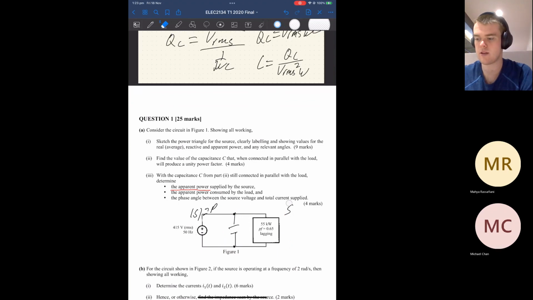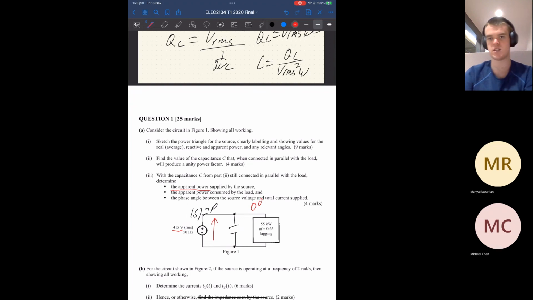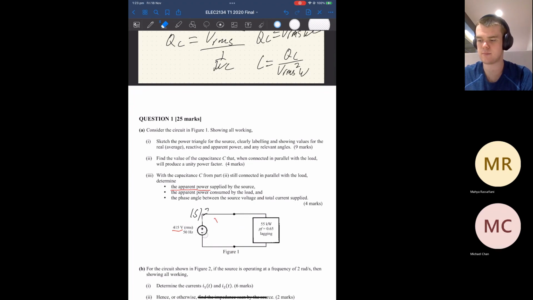Now, the phase angle between the source voltage and the total current supplied. The good news is I do know the answer to this one because the current must flow through from this device, and all the source sees is power factor equal to 1. So it sees unity. So the phase angle would be 0 degrees. Yeah, they should be in phase. And that is how you get the answers.